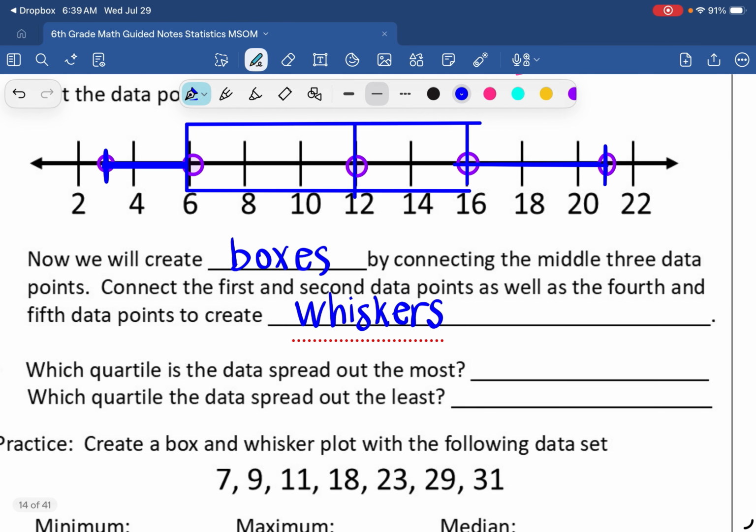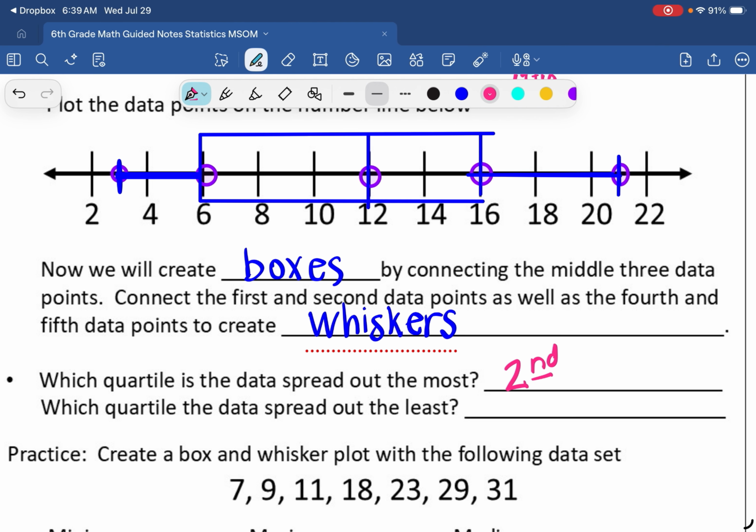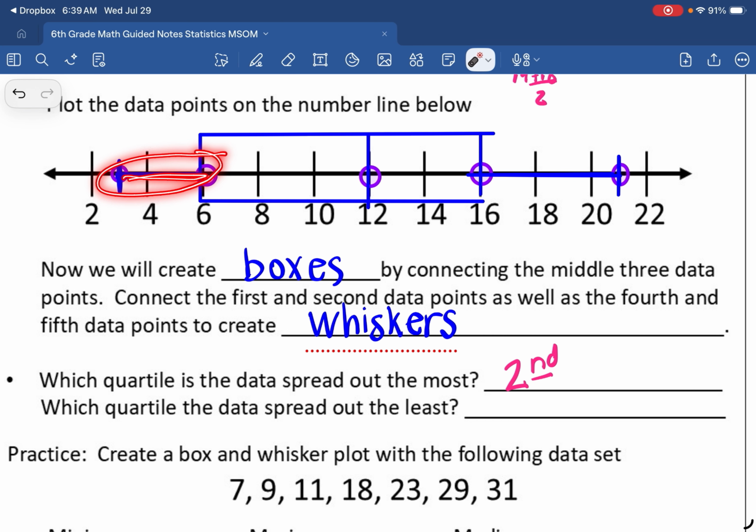Now let's answer these questions. Which quartile is the data spread out the most? So I'm looking at the quartile that is the longest out of these. Looks like this one right here. So this is my second quartile. That is the longest quartile, so that means my data is spread out the most. Which one is my data spread out the least? So I'm looking for the shortest quartile. That looks like my first quartile. That one's the shortest.